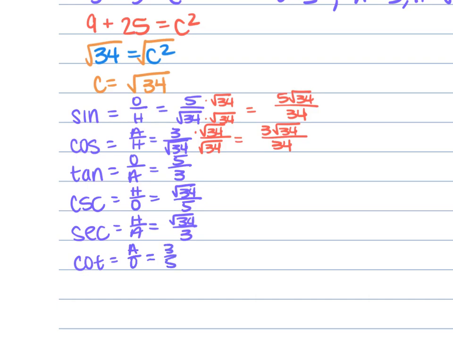So for these, sine was 5 square root 34 over 34. Cosine is 3 square root 34 over 34. Tangent is 5 over 3. Cosecant is the square root of 34 over 5. Secant is the square root of 34 over 3. And cotangent is 3 over 5.